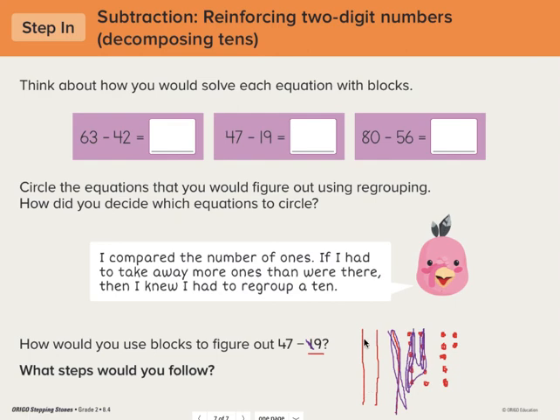We have 2 10s, 10, 20, and then we have 5 ones, 5, 6, 7, 8. So 47 minus 19 is 28.